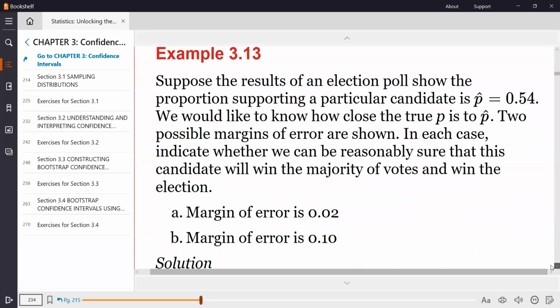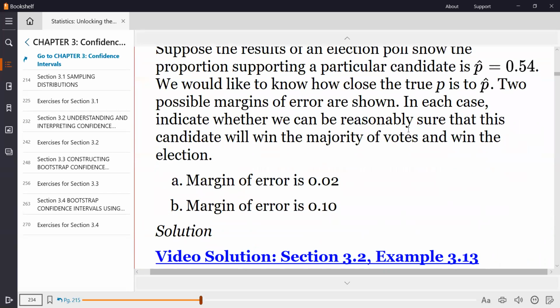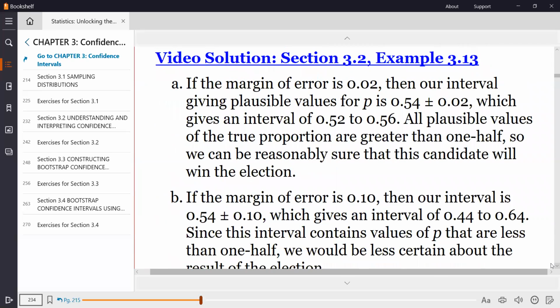As small as possible. And then they give you a little exercise here where they give you the sample proportion and the margin of error, and ask you to create your confidence interval. So you add and subtract the margin of error from this 0.54 and you get a confidence interval for part A, and you do the same thing for part B. That's all there is to that.